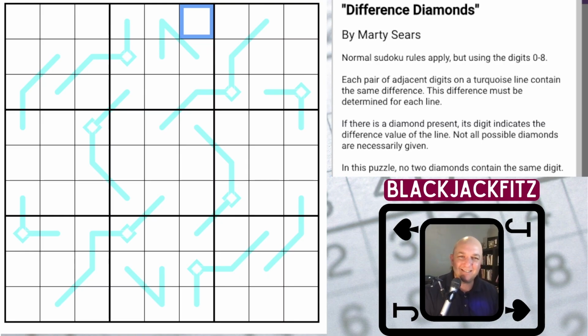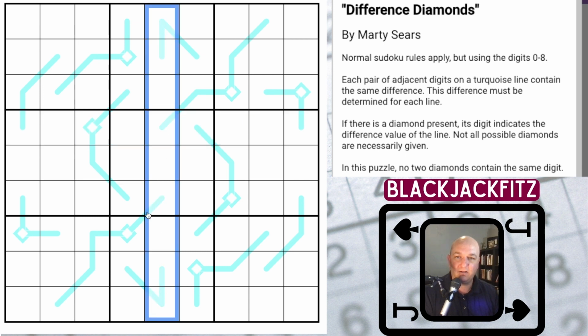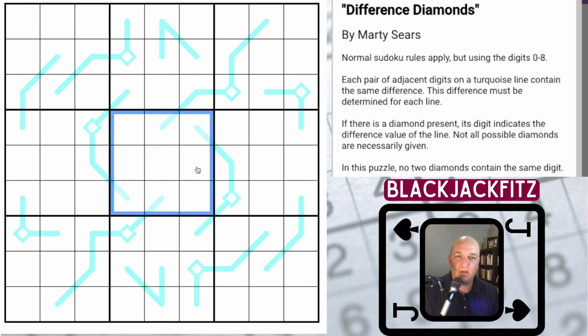Greetings, I'm Blackjack Fitz. Today's puzzle is Difference Diamonds by Marty Sears. Let's read the rules. Normal Sudoku rules apply by using the digits 0 through 8. So we're going to place 0 through 8 in every row, in every column, and every 3x3 box. Each pair of adjacent digits on a turquoise line contain the same difference. This difference must be determined for each line. So if this was a 2 and this was a 3, then this could be either a 2 or a 4, because we've determined that the difference is 1 on this line. And 3 could be either next to 2 or 4 in that case.